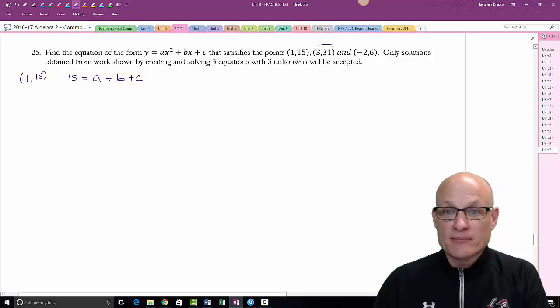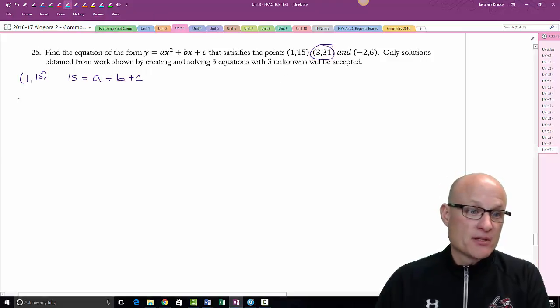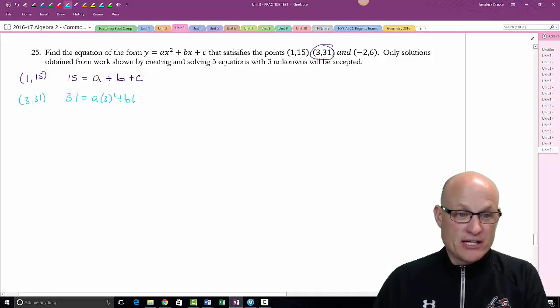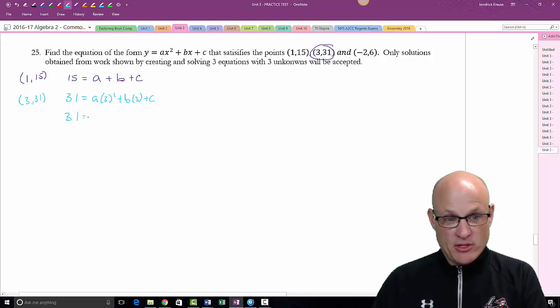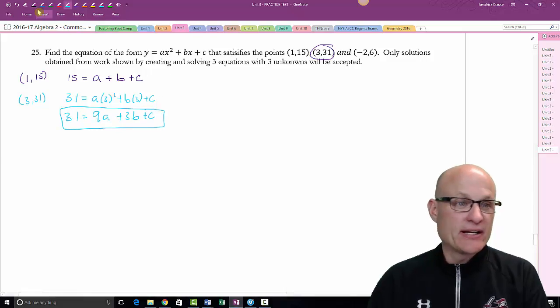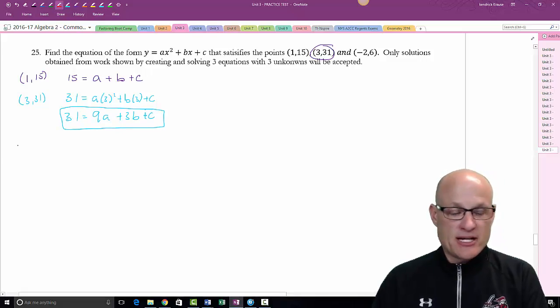Now we're going to plug in this point, (3, 31). This one will be a little bit more exciting, I'll actually show this work. a times 3 squared plus b times 3 plus c. So this one turns out to be 31 is equal to 9a plus 3b plus c. There's my second equation.